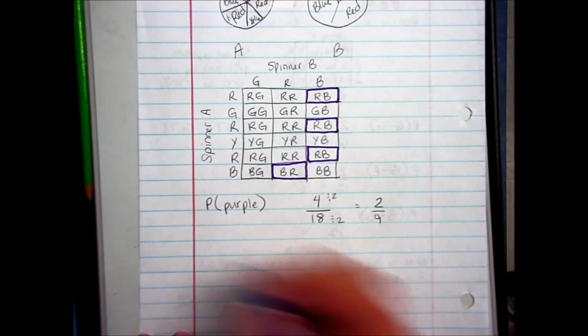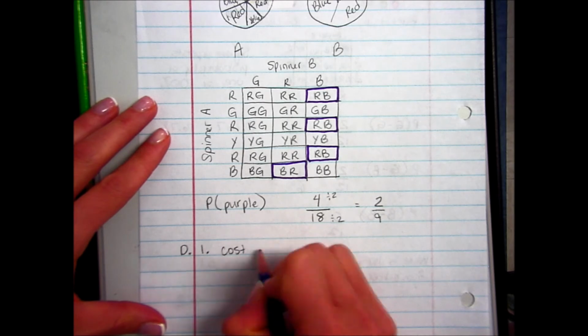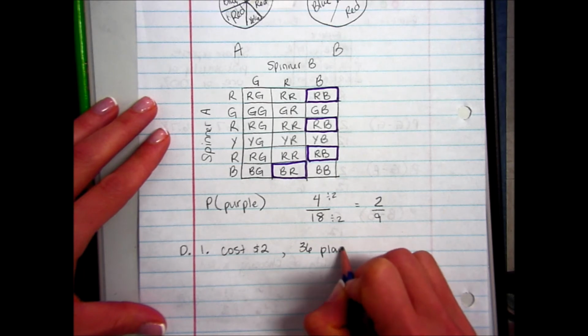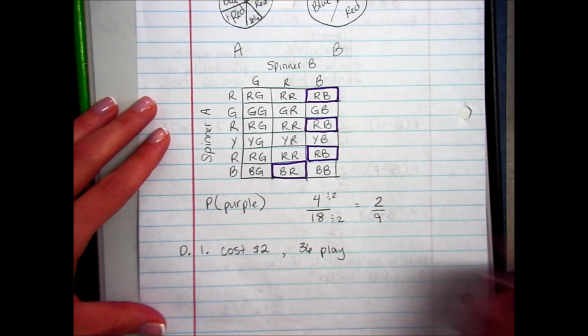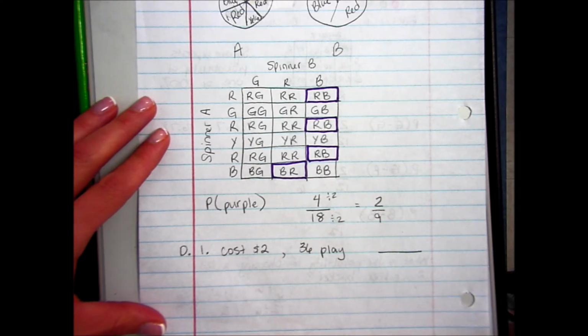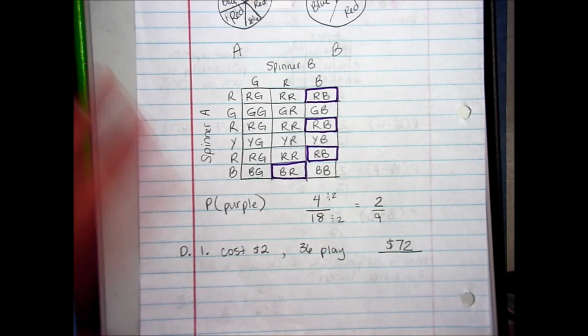Okay, so then on part D, the first question says, how much money will the school take in from the game? It says the cost to play the game is $2 and 36 people play the game. So if the cost is $2 and 36 play, how much will they make or take in? James, if you take 2 and multiply it by 36, the school will take in $72.